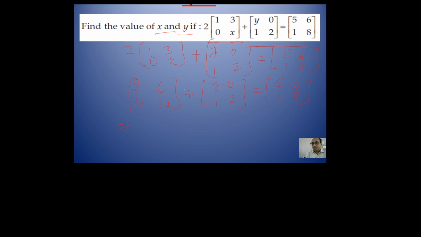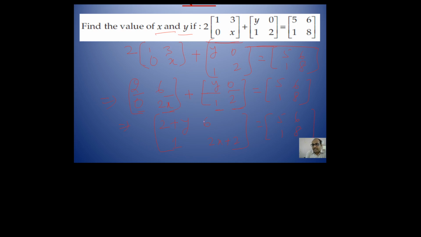So now we need to add the left hand side. This 2 will get added with y, this 6 will get added with 0, this 0 will get added with 1, and 2x will get added with 2. In this way we got 2 plus y, 6 plus 0 is 6, 0 plus 1 is 1, and 2x plus 2, and this will be equal to 5 1 6 8.